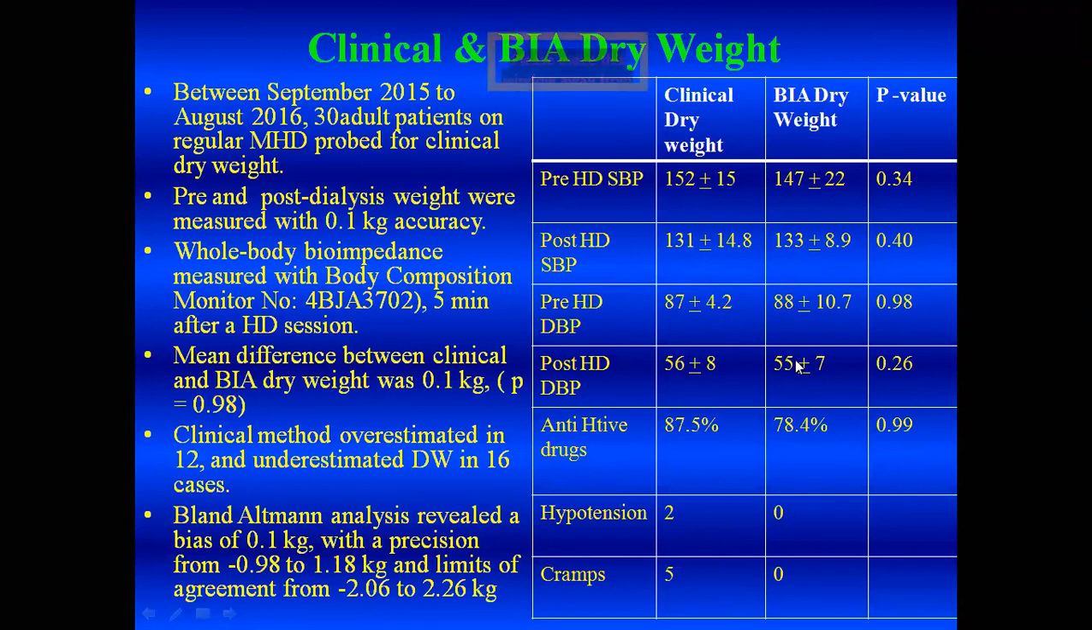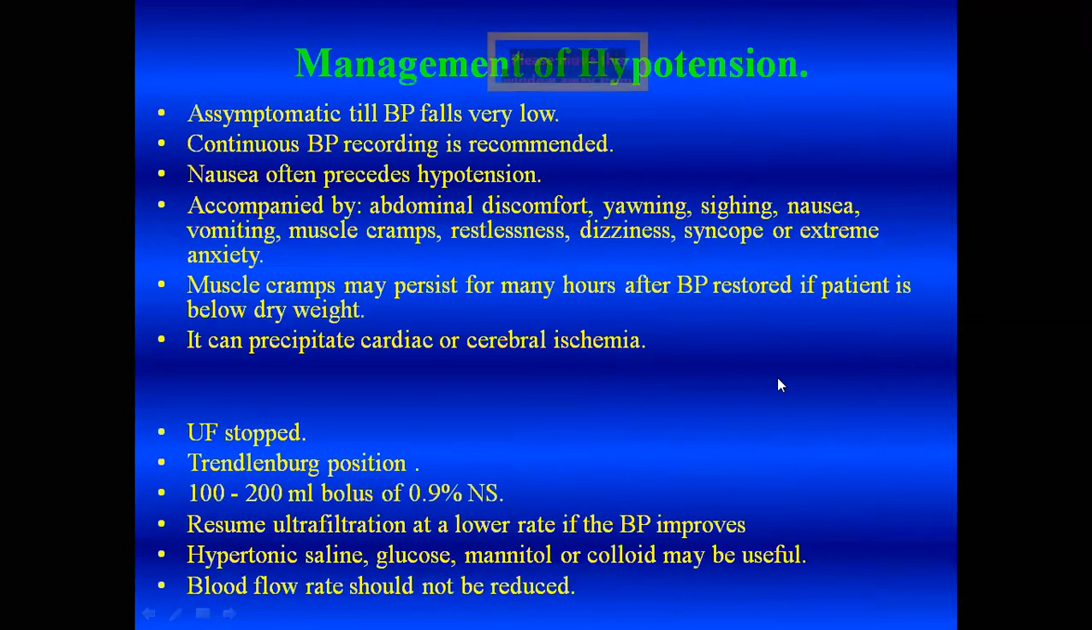The diastolic blood pressures were not different at all. And the post-dialysis diastolic blood pressures again were not different. There was a small drop in the antihypertensive drug requirement, and at the clinical dry weight, there were definitely more episodes of hypotension and cramps as compared to the bioimpedance dry weight. So the bioimpedance analytic method for assessing dry weight may help us to avoid hypotension and cramps and enable us to set the dry weight more accurately than our clinical assessment.